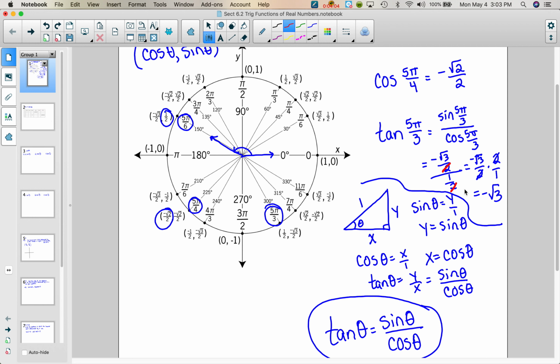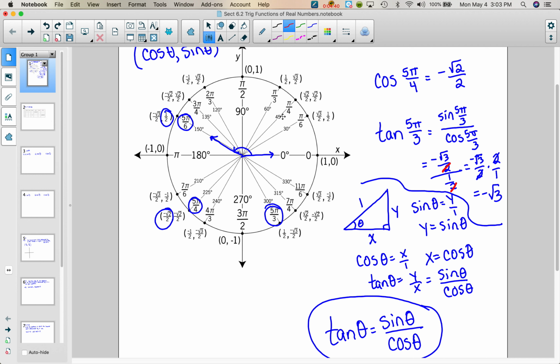Now, something else I want you to notice from the unit circle is if, say, you have a 6 on the bottom of your angle. So pi over 6, 5 pi over 6, 7 pi over 6, 11 pi over 6. Notice that all the cosine values are either plus or minus root 3 over 2, and all the sine values are plus or minus 1/2. So there's that in common. So if you remember pi over 6, then you should be able to figure out easily 5 pi over 6, 7 pi over 6, 11 pi over 6, what the sine and cosine are.